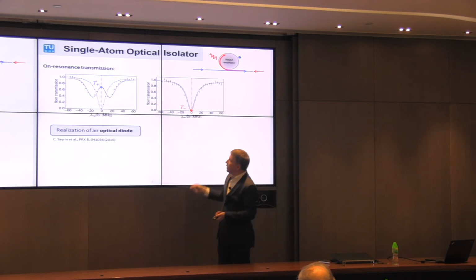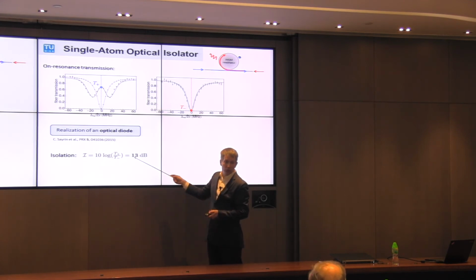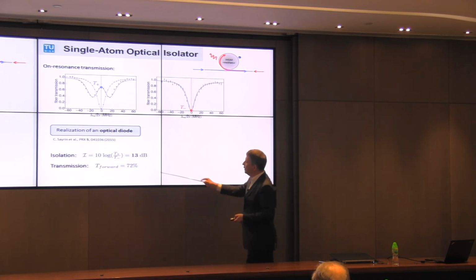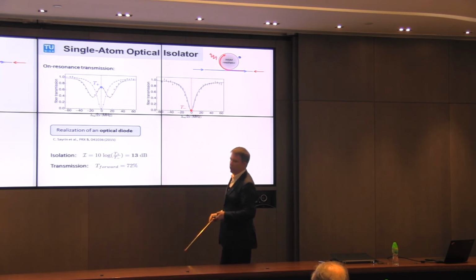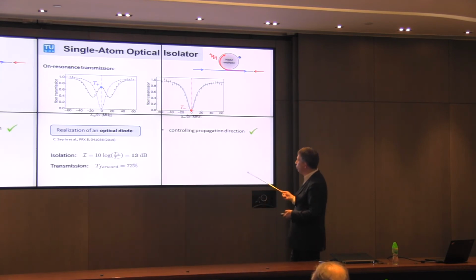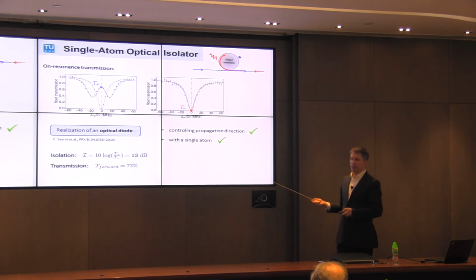And this realizes now an optical diode. The isolation was even higher than for the ensemble case. So we had 13 dB of isolation, and this job was done by a single atom while still having a high forward transmission. Okay? So here we control the propagation direction with a single atom.